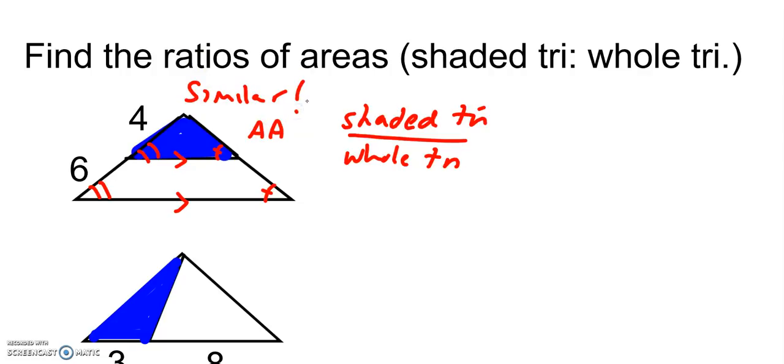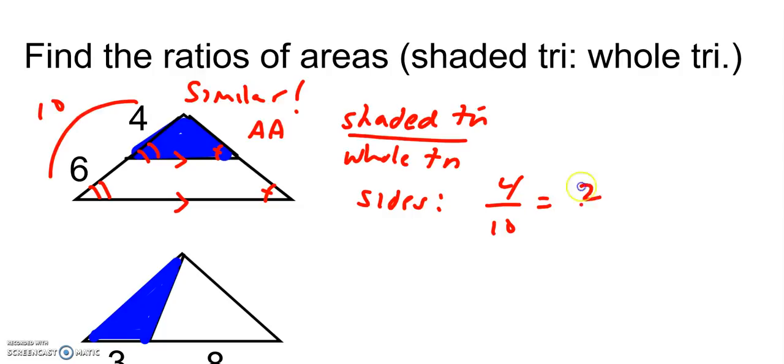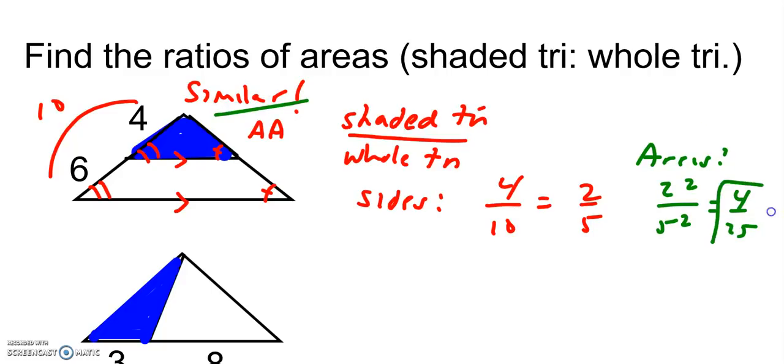So if they're similar, I can compare sides first. So the sides from the shaded to the whole would be 4 is to 10, because this entire side is 10, and that would reduce to 2/5. So if the ratio of the sides is 2 over 5, the ratio of your areas, because the two shapes are similar, would have to be 2 squared is to 5 squared, or 4 is to 25. And yes, you could write your answer like this instead.